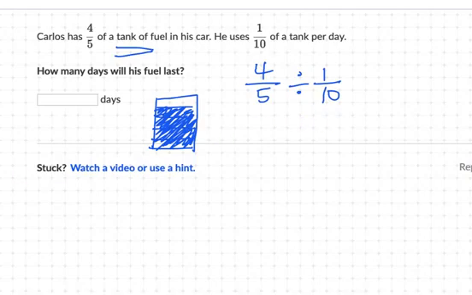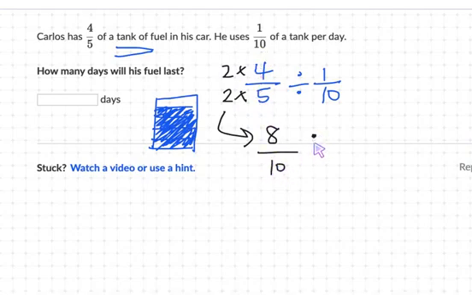So for this problem, in order for me to solve it, I do need to make sure that they have the same common denominator. 5 and 10 are not the same common denominator. I could, however, multiply this 5 by 2 in order to get to the common denominator of 10. So then I would end up with 4 times 2 is 8 on top, 5 times 2 is 10 on the bottom. So it becomes 8/10 divided by 1/10.